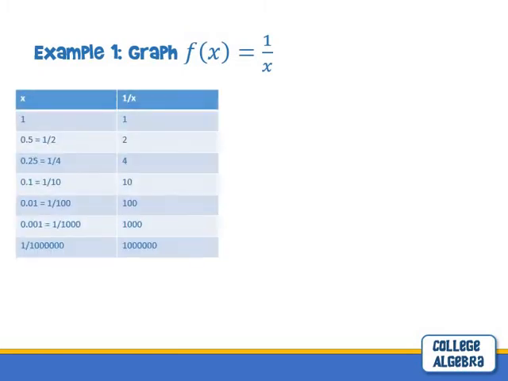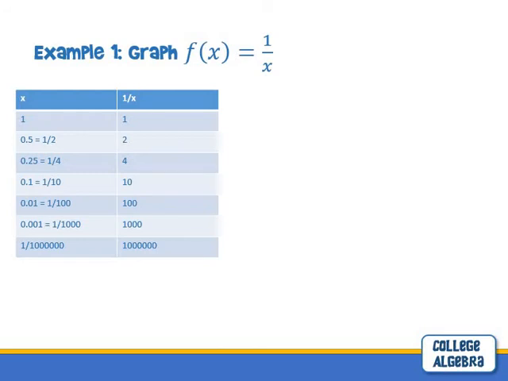Something similar in a way happens as we approach x equals 0. We get a vertical asymptote on the y-axis. Again, 1 over x is really just the reciprocal. If you plug in 1, you get 1. If you plug in a half, 1 over a half is 2. Plug in a fourth, 1 over that is 4. Plug in a tenth, 1 over that is 10. So the y values are getting arbitrarily large now. If I plug in 1 over 1,000,000, getting really close to 0, I get 1,000,000 for my y value.